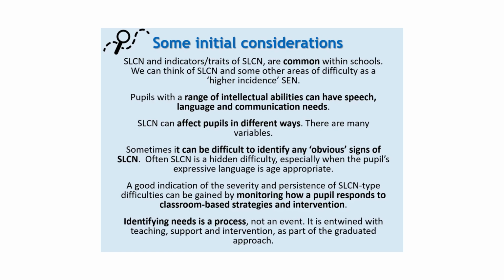Some initial considerations. SLCN and indicators and traits of SLCN are common within schools. We can think of SLCN and some other areas of difficulty as a higher incidence SEN. Pupils with a range of intellectual abilities can have speech, language and communication needs, and SLCN can affect pupils in different ways. There are many variables. Sometimes it can be difficult to identify any obvious signs of SLCN. Often SLCN is a hidden difficulty, especially when the pupil's expressive language is age appropriate.